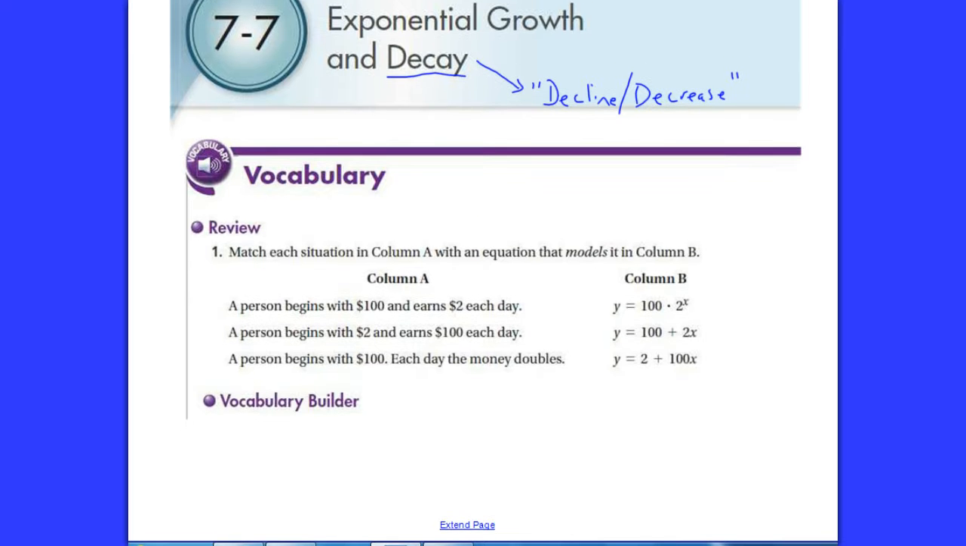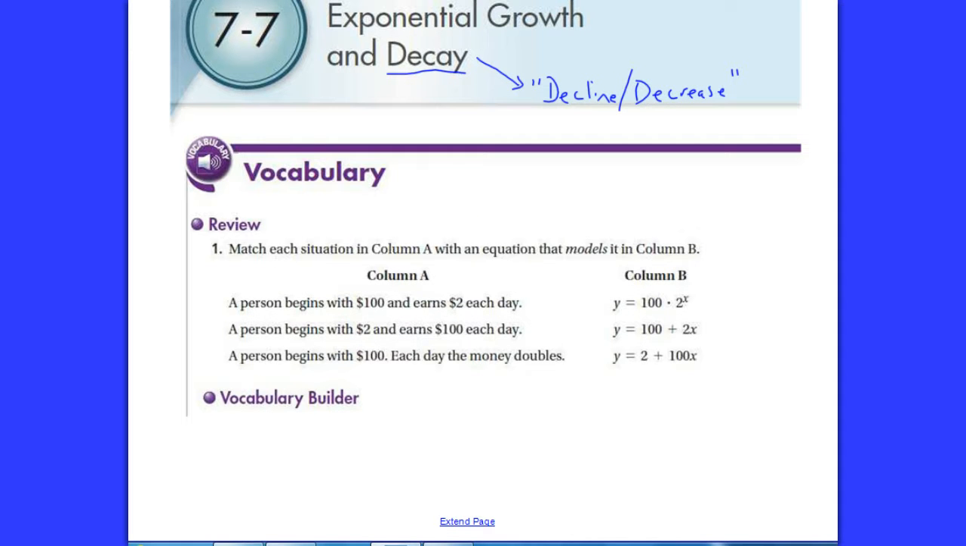Here in front of you should be this note template. You can find it on my website, I hope, if it's posted correctly. Let's do some matching for a little bit of review here. You've got column A as a situation, and you've got column B that is an equation model of each of these situations. So let's just start with number one here.